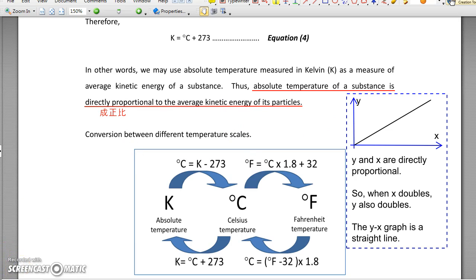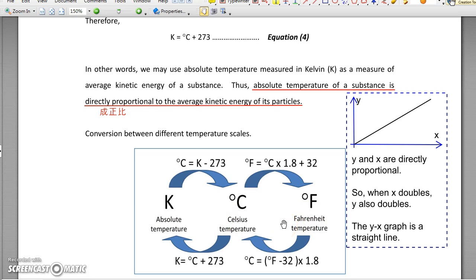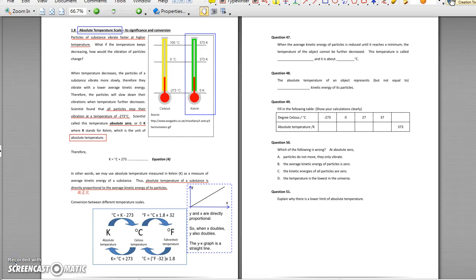And now you should be able to convert temperature in the absolute temperature scale to the Celsius temperature scale, and even to the Fahrenheit temperature scale. That's the end of the video.